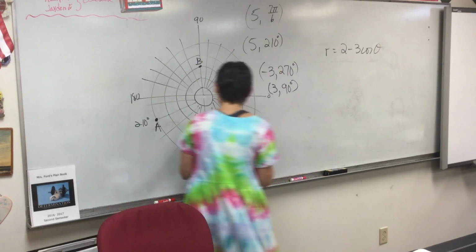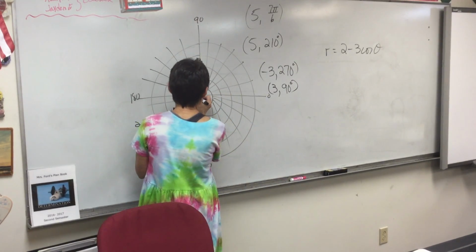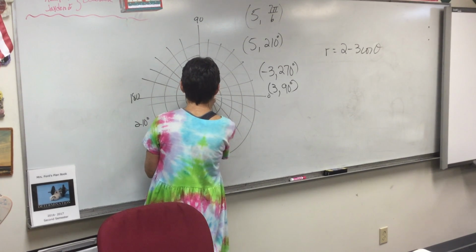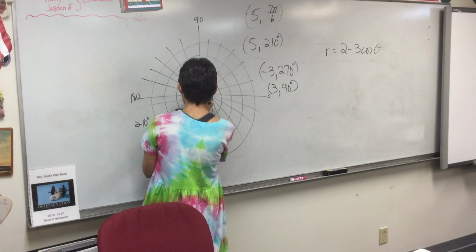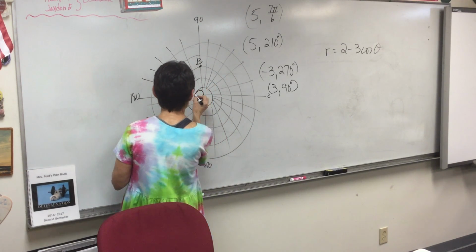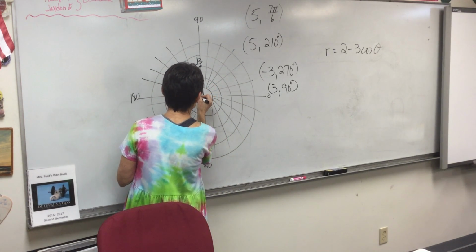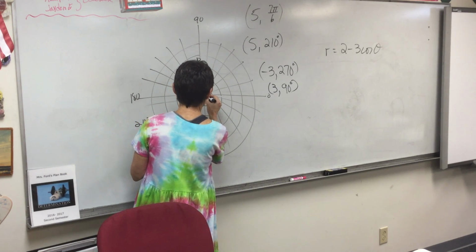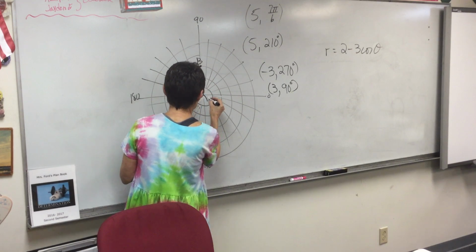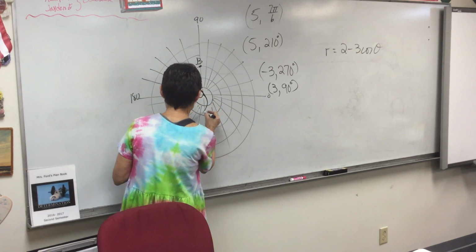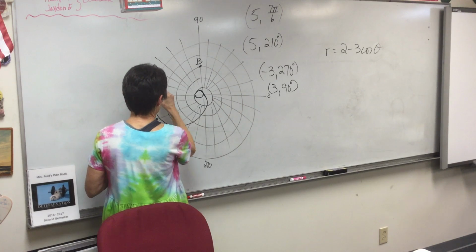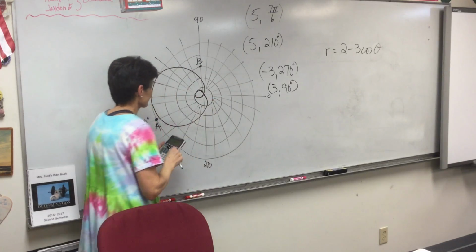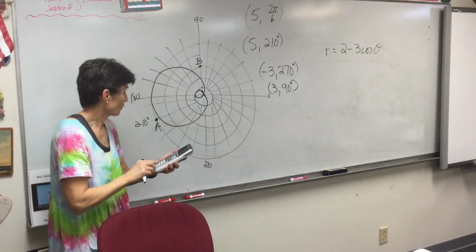Now, what you should see on your calculator is something that looks like 1, 2, 3, goes out to 5. I'm such a bad artist. Something that looks like that. You see something that looks sort of like that? Yep.